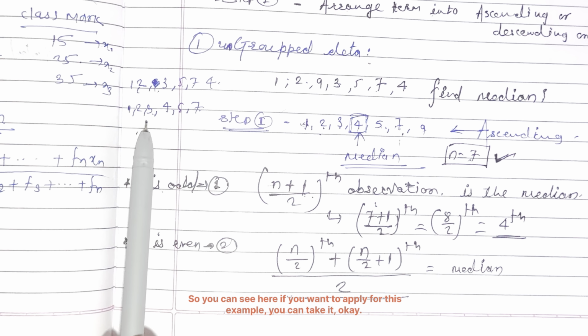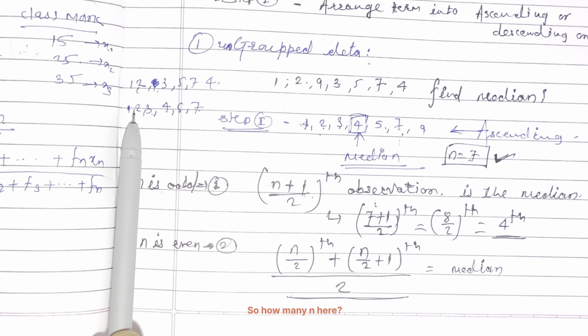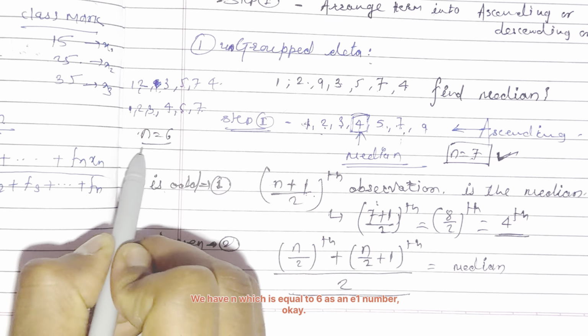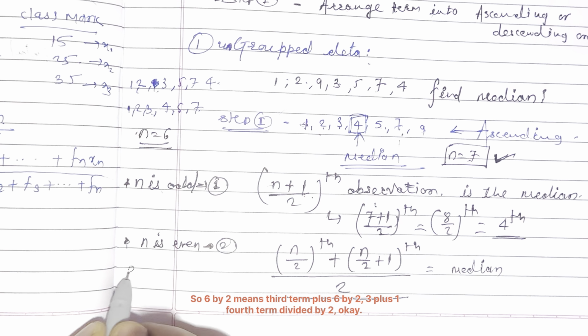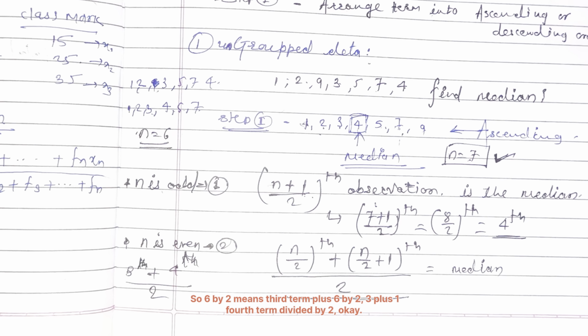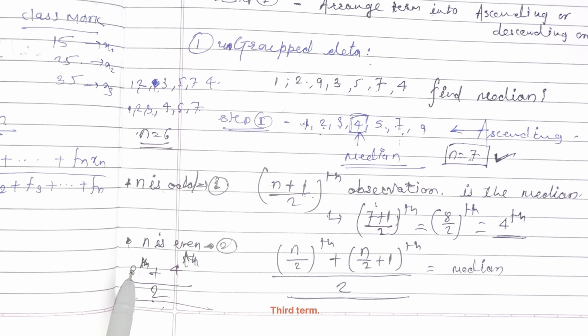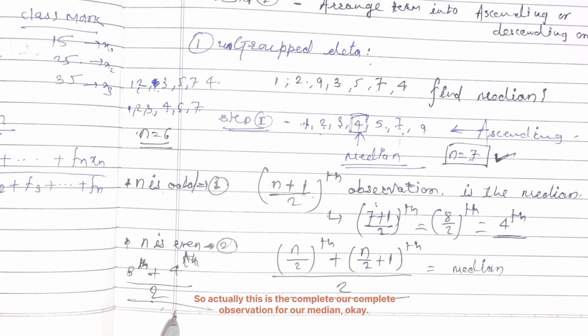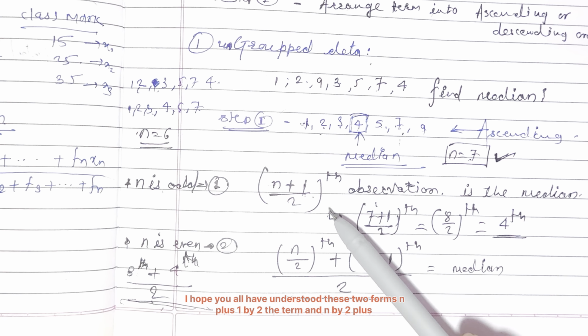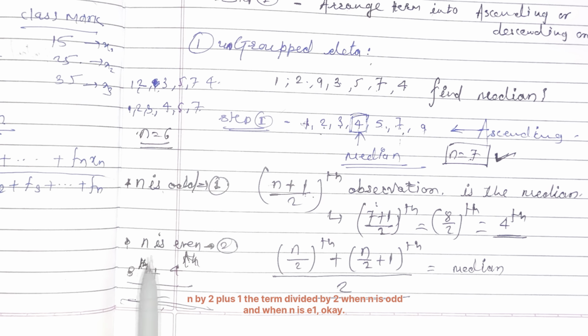You can apply this to the example. How many n here? n is equal to 6, 1 2 3 4 5 6, an even number. So 6 by 2 means the third term plus 6 by 2 plus 1, the fourth term, divided by 2. Third term plus fourth term, divided by 2. This is the complete observation for our median. I hope you all have understood these two forms, the (n plus 1) by 2 term when n is odd, and the (n by 2 plus 1) term divided by 2 when n is even.